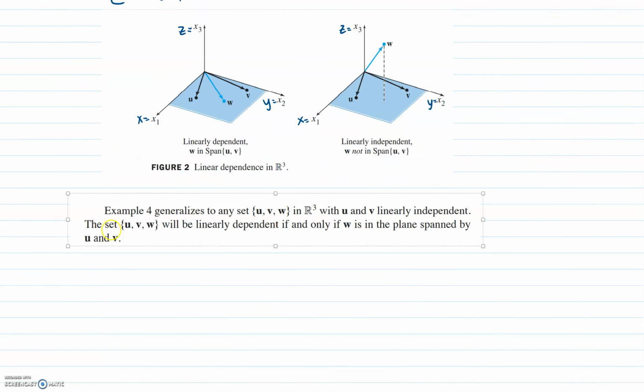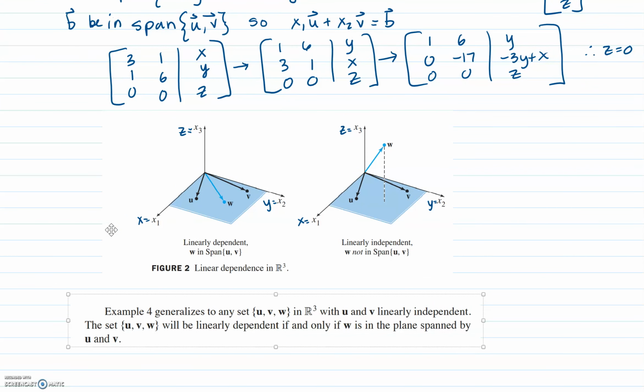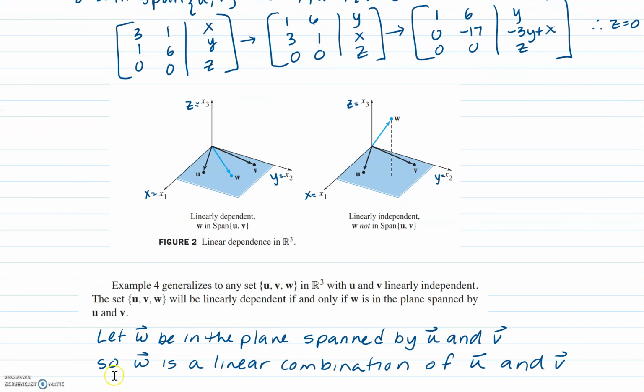Example 4 generalizes to any set U, V, W in R3, with U and V needing to be independent, by the way. The set U, V, W will be linearly dependent if and only if W is in the plane spanned by U and V. To show this, I'm going to let W be in the plane spanned by U and V. So by definition of W being in the span of U and V, we know W is a linear combination of U and V.